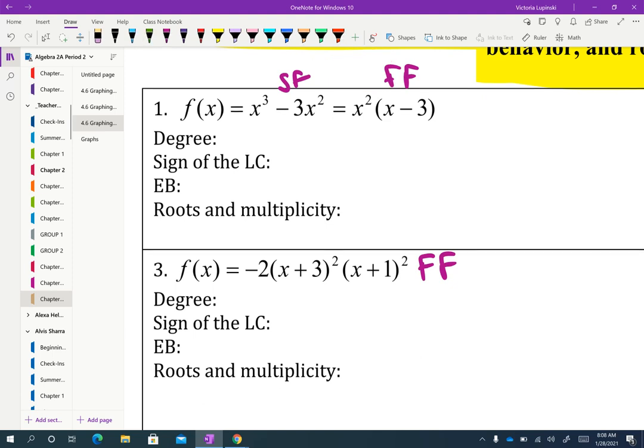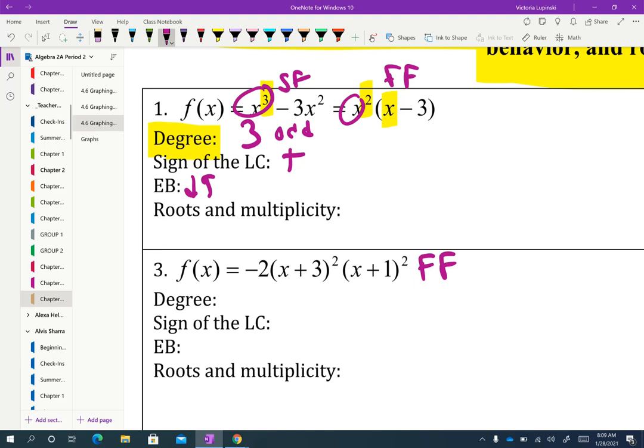So here in number 1, if you're being asked to find the degree, you can either look at standard form and it's the biggest one, or you can look at factored form and add them all up. Either way, you should get a degree of exactly 3. For the sign of the leading coefficient, whether you look at standard or factored form, hopefully you would agree that it's positive. Because 3 is odd, odd positive is going to give you a down, up end behavior.